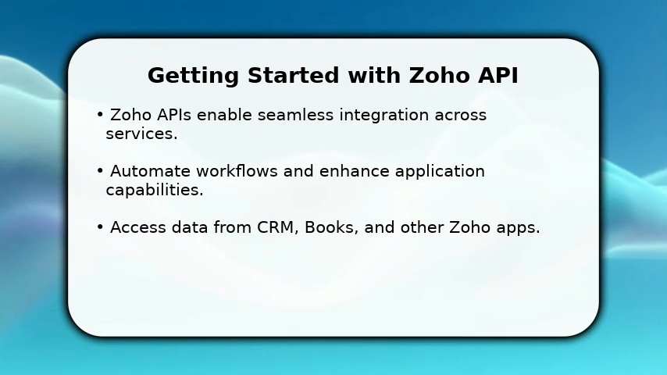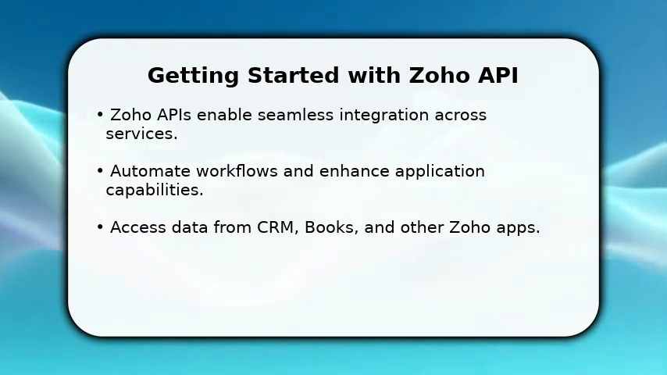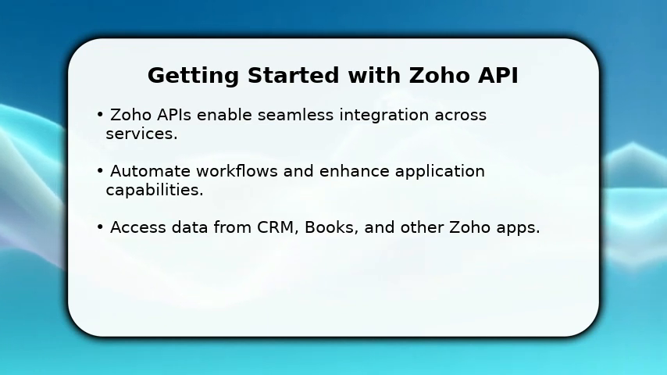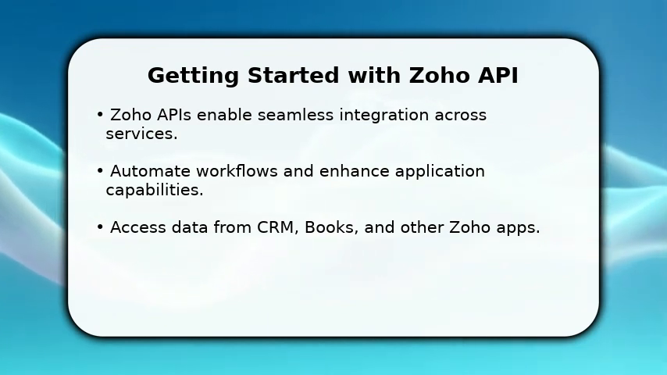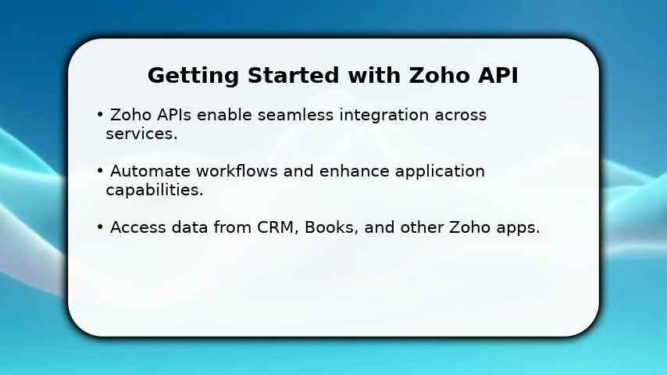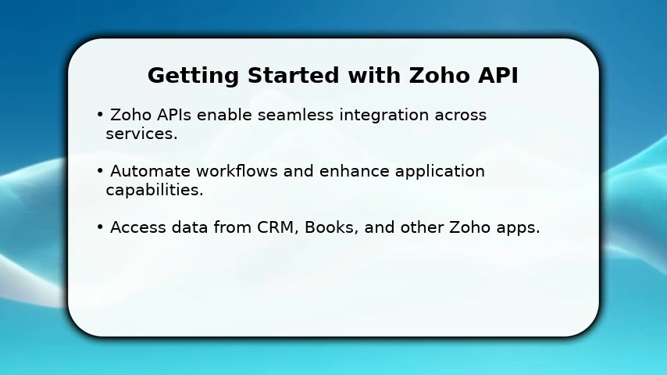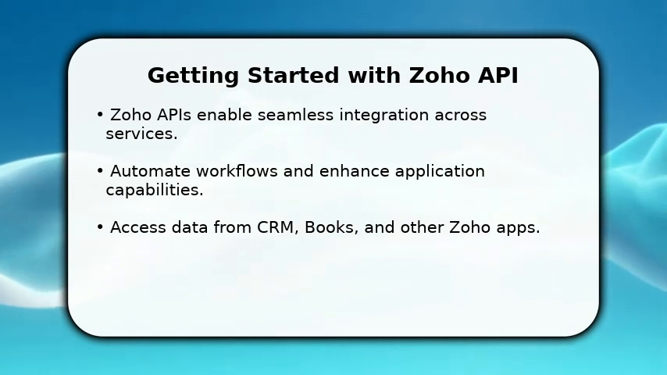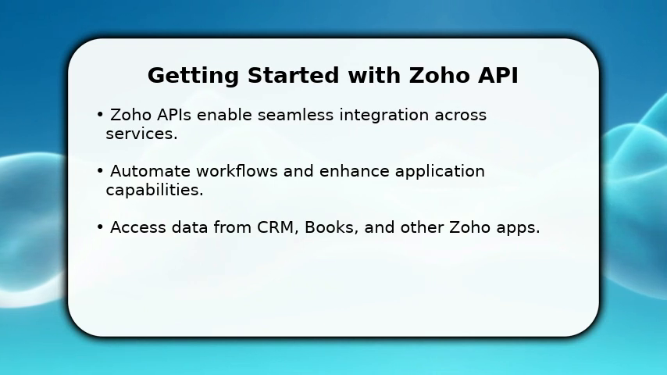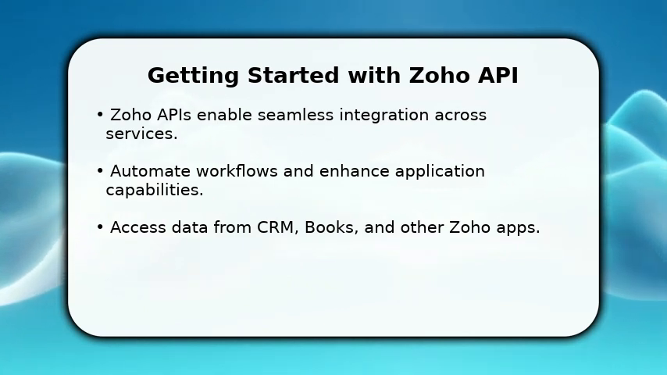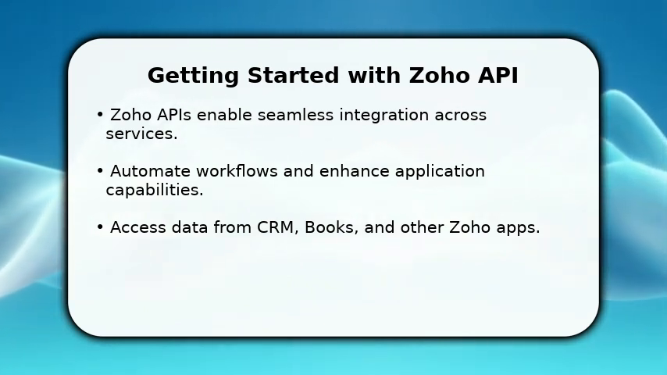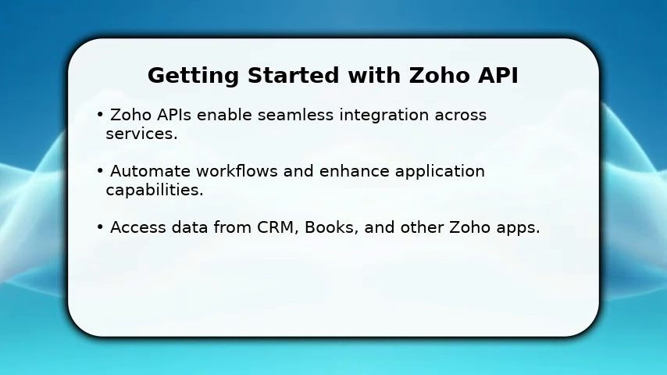In this video, I will explain how to use Zoho API. First, understand that Zoho APIs allow your applications to communicate directly with Zoho services, enabling powerful integrations. This means you can automate tasks, synchronize data, and extend the functionality of your existing systems. It's a fantastic way to make your business processes more efficient and connected.